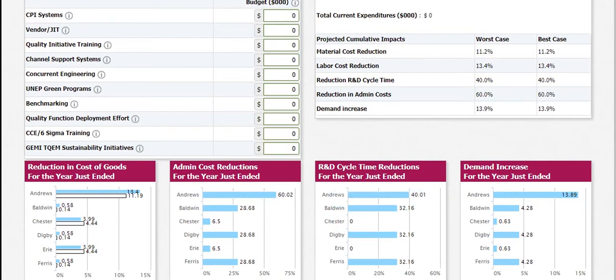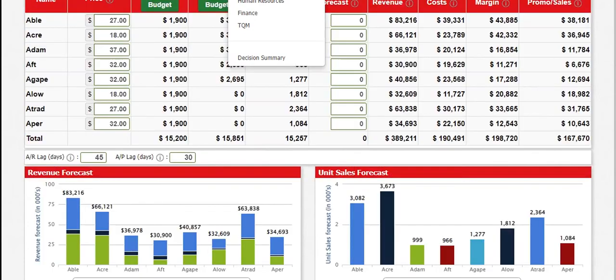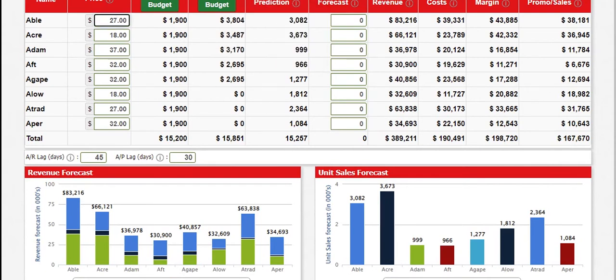So I think the next item we need to check is marketing. Let's go to pricing and forecast for marketing. We'll start by making decisions for our prices, and we'll always reduce the price by 1 for all our products. So Able sells at $26, then Eka 17, and 36, after 31, 31 for Agape, 17 for Hello, 26 for Atrad, and 31 for Upper.